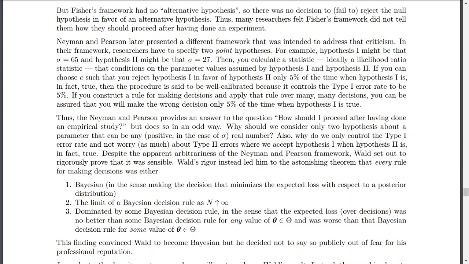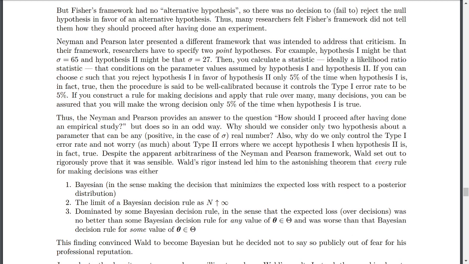But it's way weird. Why should we only consider two hypotheses about a parameter that can be any positive real number? And why is it that we only worry about type 1 error rate and don't worry as much about type 2 error rate, type 2 error happening when we accept hypothesis 1 when hypothesis 2 was in fact true, when we accept that Tibshirani threw the darts when in fact Price threw the darts.